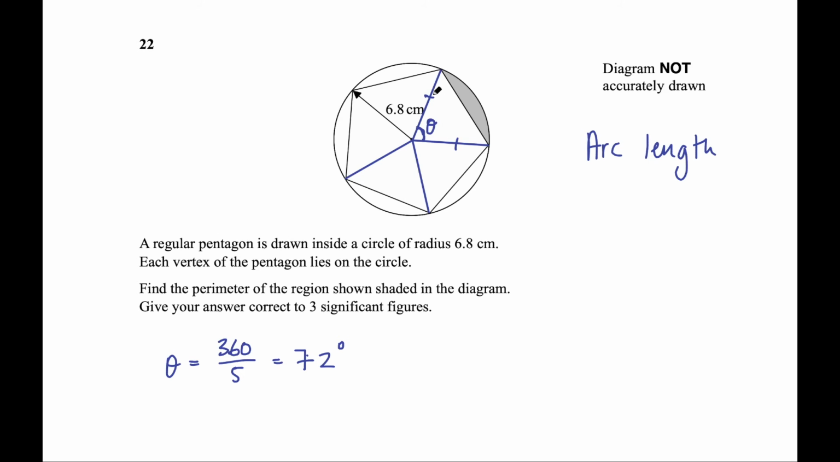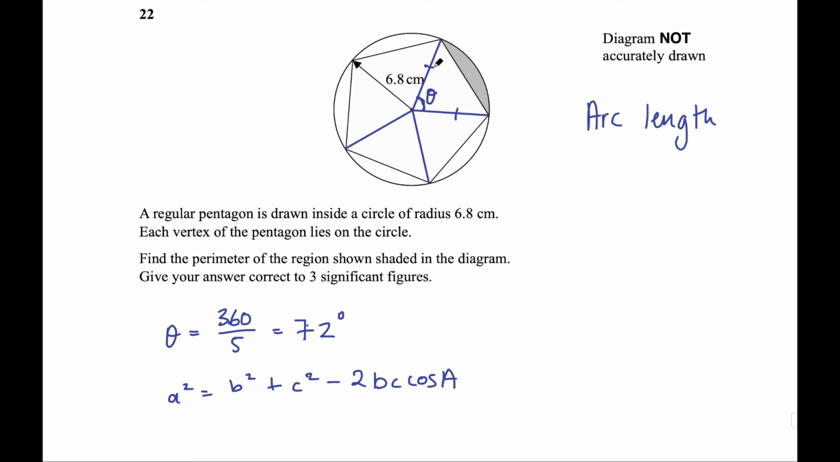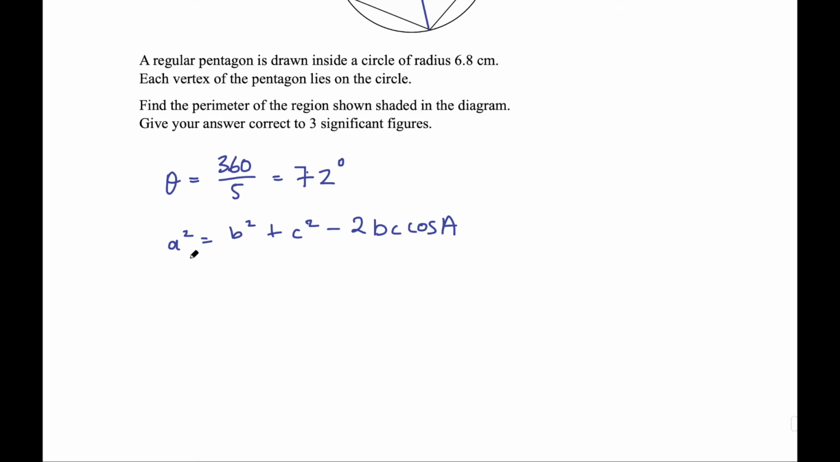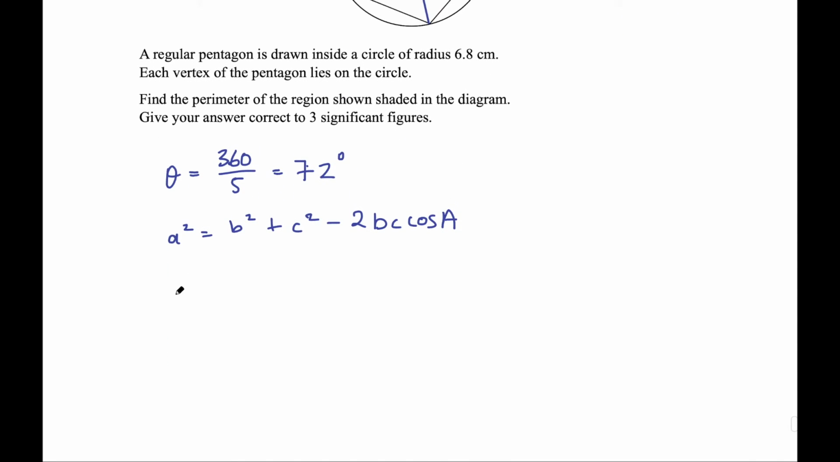And when you have an angle and 2 sides, you should know that you can use the law of cosines, the cosine rule, to find the other side. Okay, so the cosine rule says a squared equals b squared plus c squared, take 2bc cosine A. This angle is the angle between the two sides you know, and it gives you the missing side. So plugging everything in here, I know these sides are 6.8, so I'd have a squared equal to 6.8 squared, or 2 lots of 6.8 squared, subtract 2 lots of 6.8 times the cosine of 72.